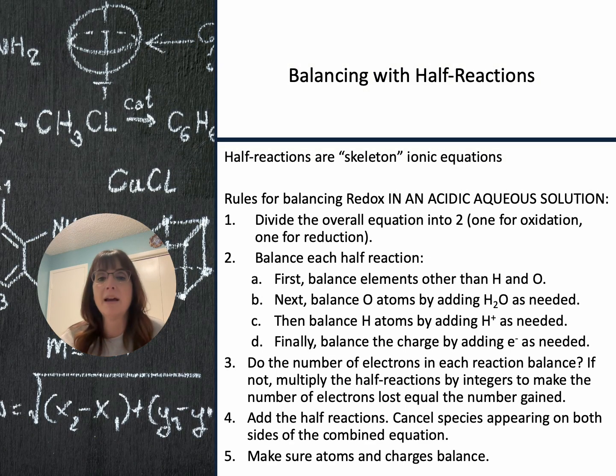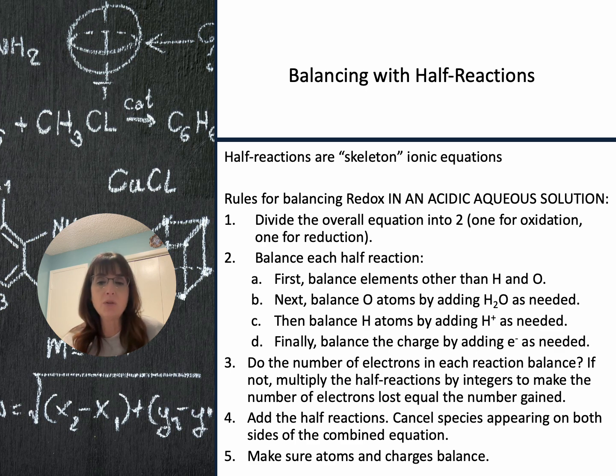This would be a good slide to pause and write down how to balance a half reaction. Now, there are other methods online. I personally find this one to be the easiest. Now, these are the rules for balancing redox in an acidic solution. So first, again, split them into 2 equations. And even if you don't know which one right now is oxidation, which one's reduction, you'll get there pretty quickly.